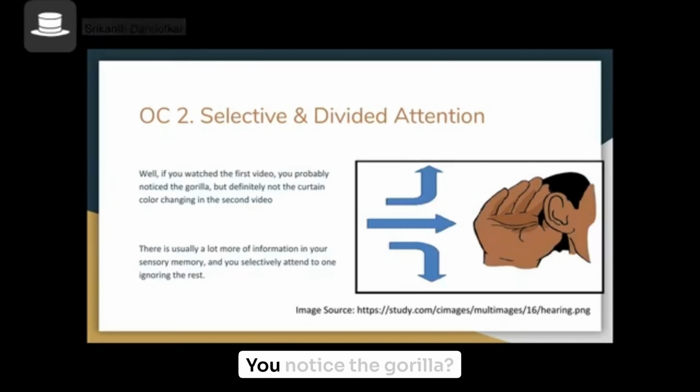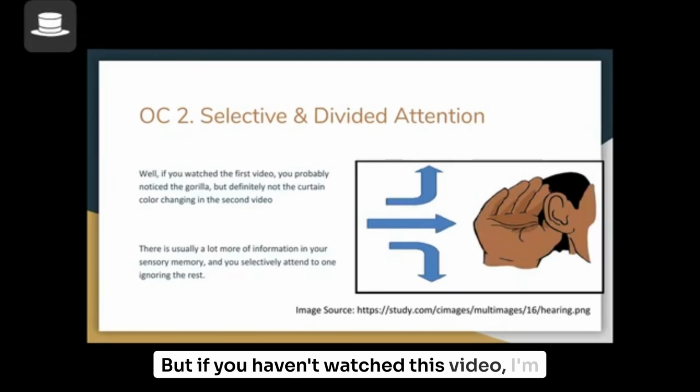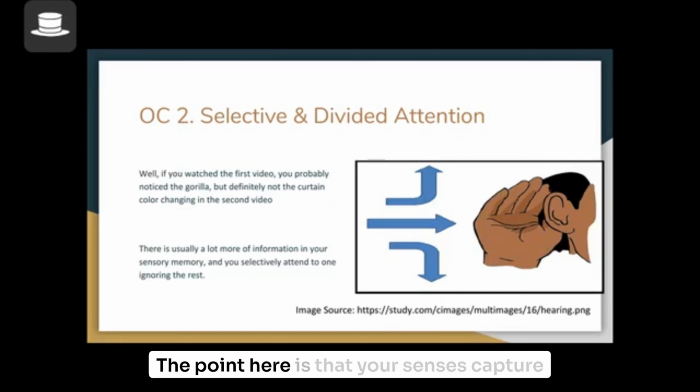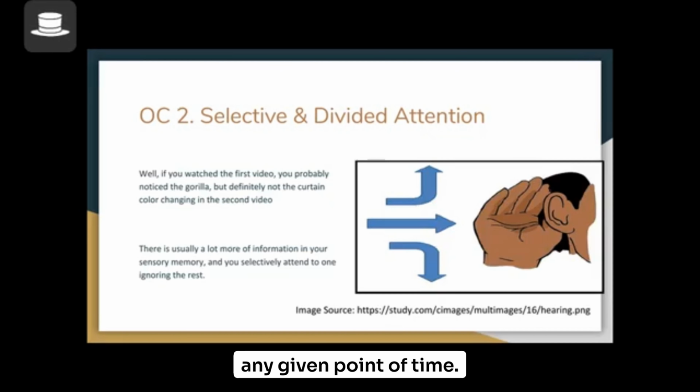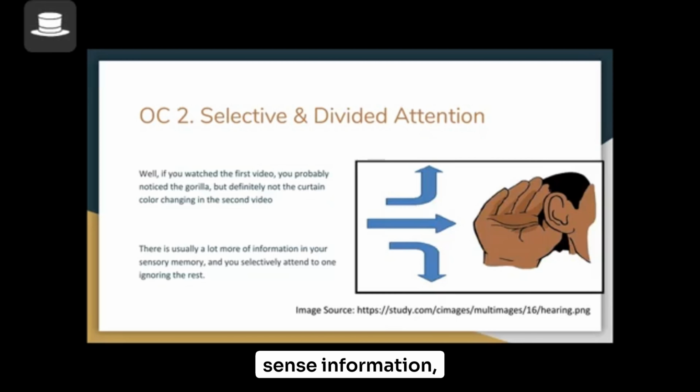Well, you noticed the gorilla? Definitely. But if you haven't watched this video, I'm pretty sure you definitely did not notice the curtain color changing. The point here is that your senses capture more information than you can attend to at any given point of time because your attention resources are limited. Then when you are selecting a part of the sense information, you are deselecting the rest, correct?